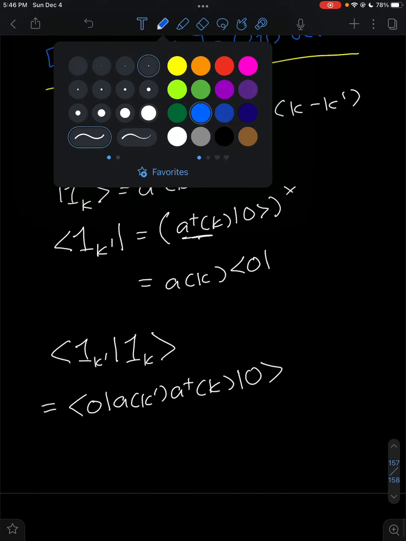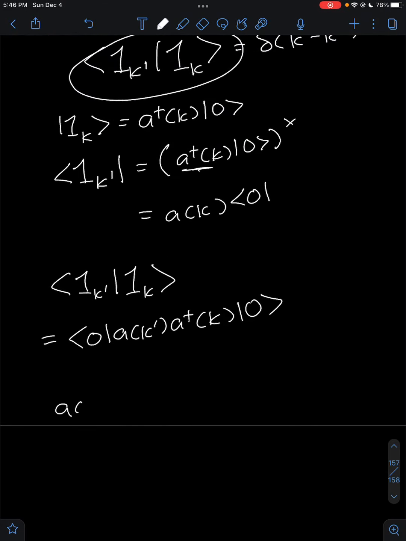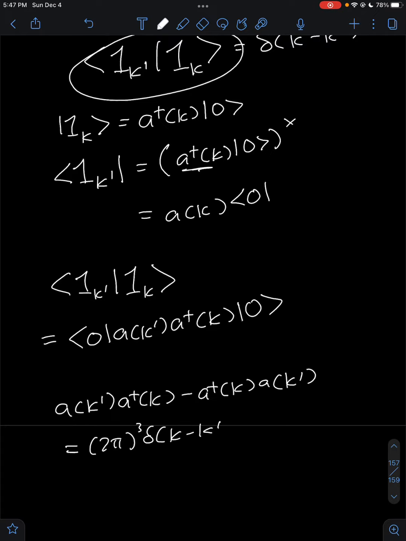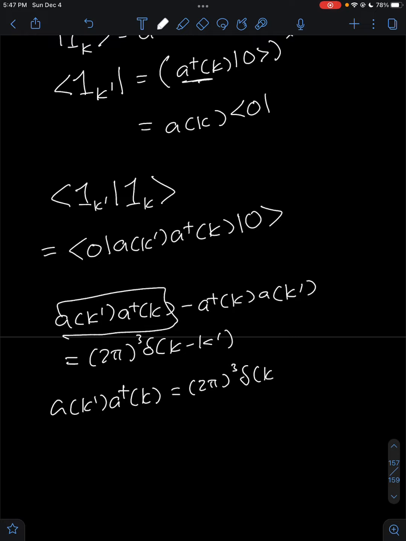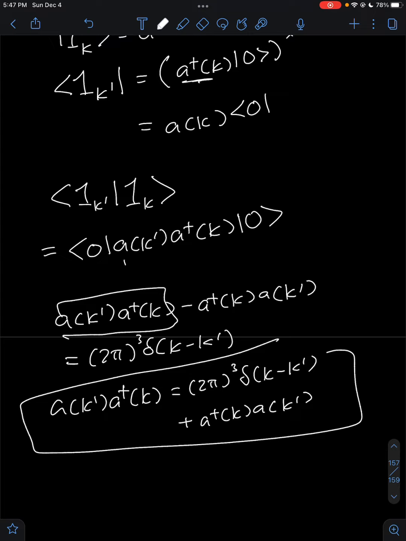So using our commutation relations, we know that a of k prime times a conjugate k minus a conjugate k times a k prime equals 2 pi cubed delta of k minus k prime. k is a 3 momentum, by the way. This implies that this expression right over here, a of k prime a conjugate k, is going to be equal to 2 pi cubed times our delta function plus a conjugate k a of k prime. So all we're doing is just solving for what's inside of here.